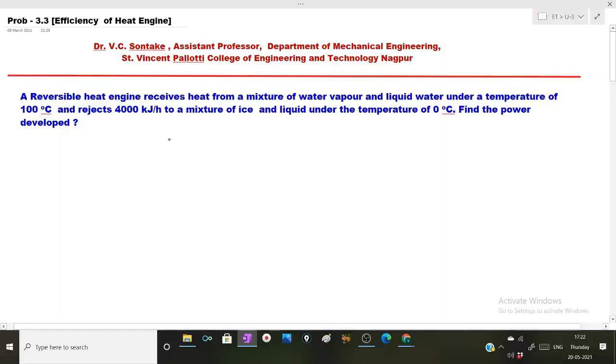Problem 3.3, and it is on efficiency of heat engine. So the problem statement goes like this. A reversible heat engine. Once again, reversible heat engine is coming into the picture. It receives heat from a mixture of water vapor and liquid water under a temperature of 100 degrees Celsius and rejects 4000 kilojoule per hour to a mixture of ice and liquid water under the temperature of 0 degrees Celsius. Find the power developed by the heat engine.